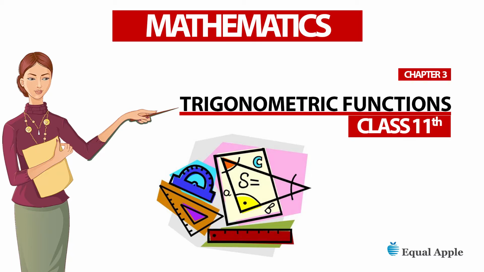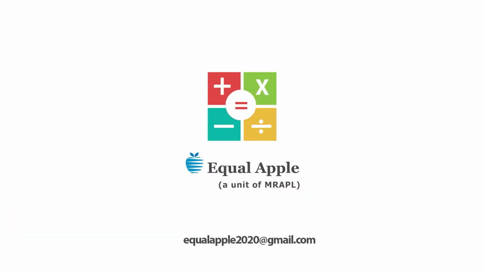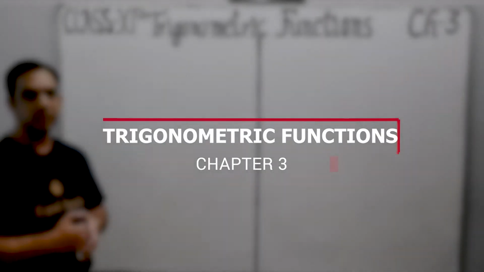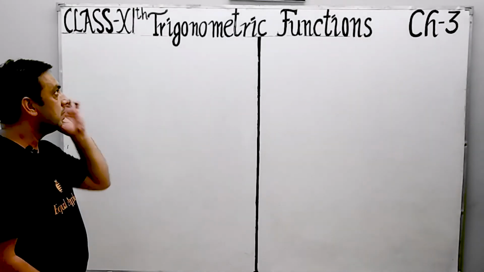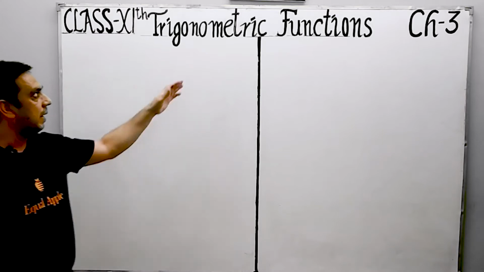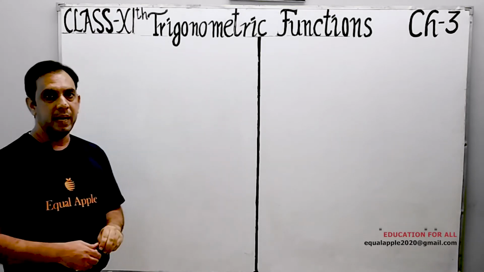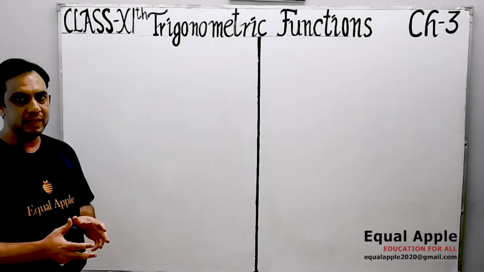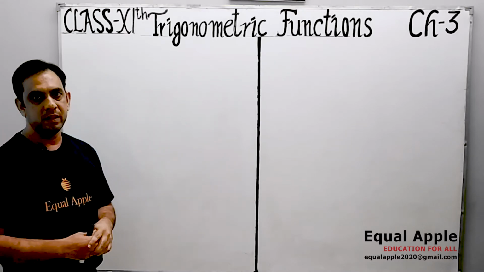Hi student, today our topic is trigonometric functions, chapter 3, class 11. Trigonometry, you are familiar with this word. You have done that in your previous class 10. In trigonometry, tri means 3, gono means side, and metric means measurement. In trigonometry, actually we deal with the measurement of sides and the angles of a triangle, right?